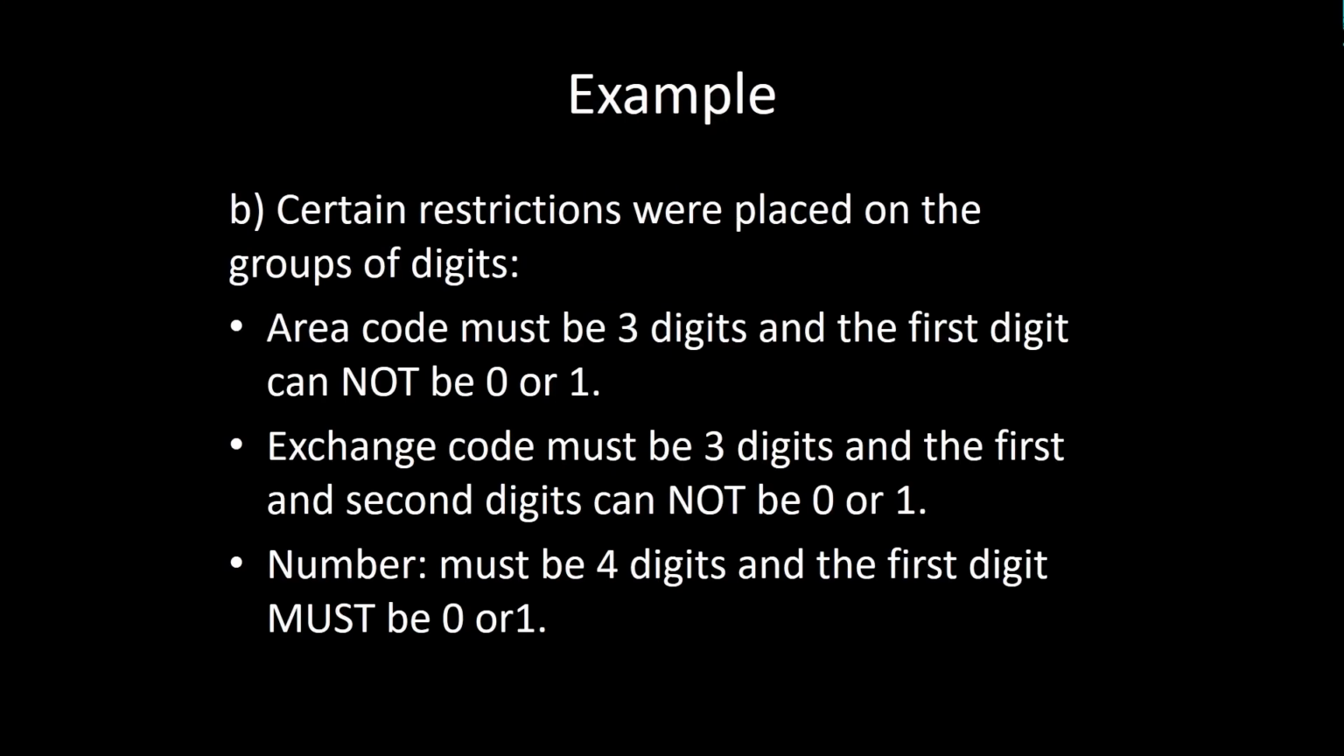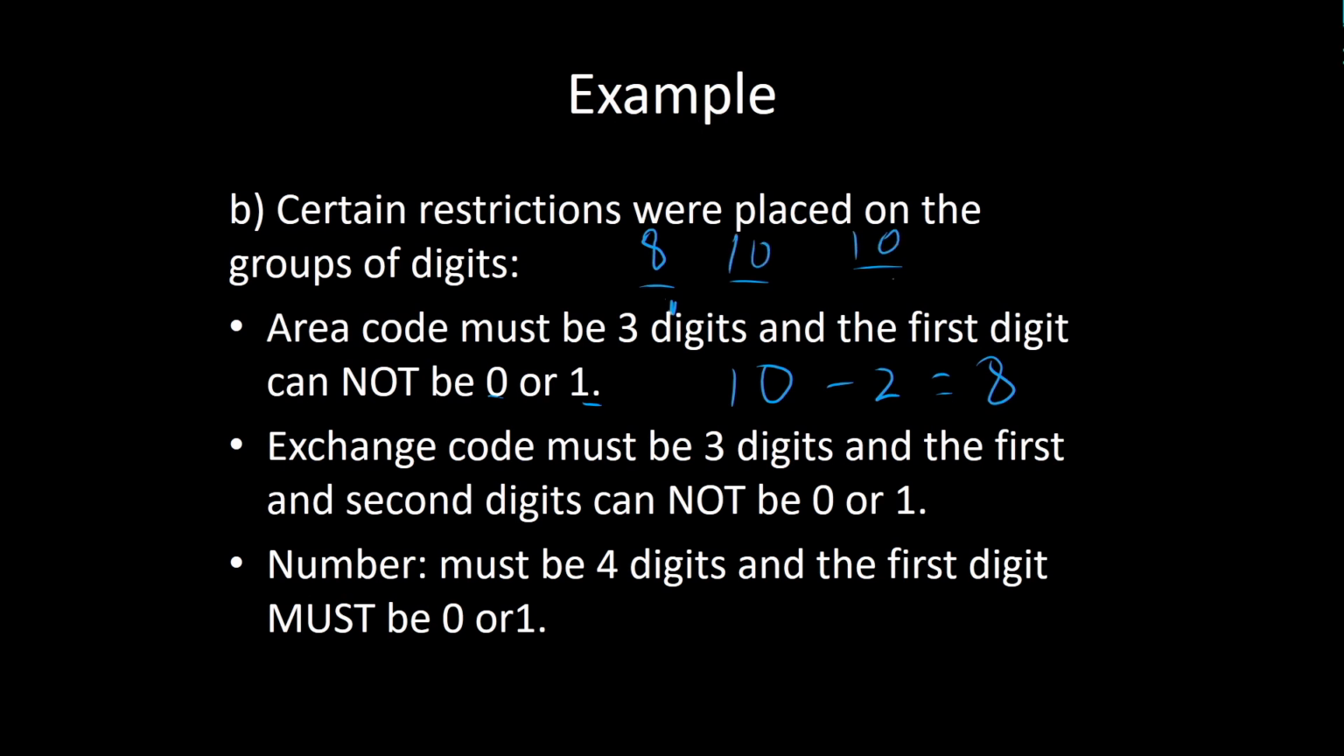Okay, now they say certain restrictions are being placed on the groups of digits. The area code must be 3 digits, okay, so 1, 2, 3. The first digit cannot be 0 or 1. So I used to have 10 numbers to choose from, but now I'm not allowed to use 0 or 1 in first place. So therefore, 10 minus 2 gives me 8 possible digits that I can choose for the first place. There's no restriction on those 2 numbers in the area code, so this will still be 10 and 10.